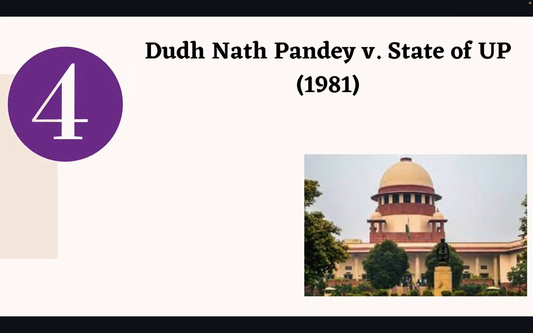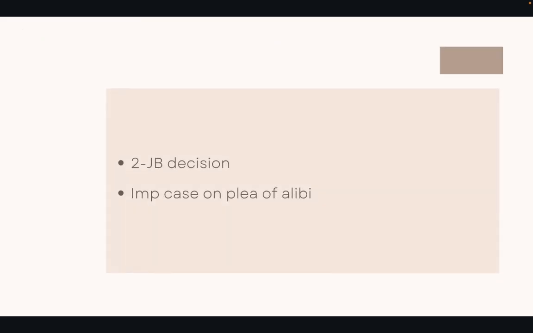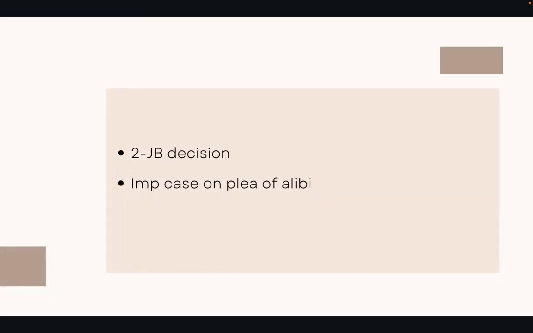Coming to the fourth judgment, we have the case of Dudnath Pandey versus State of UP, which is a 1981 judgment. This two-judge bench decision was a very important case on plea of alibi. The Supreme Court in this case has talked about when a plea of alibi can be taken and what are the situations that must be satisfied for it to be considered under the Indian Evidence Act.